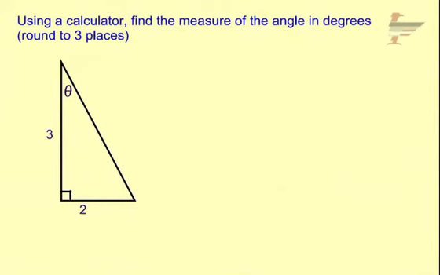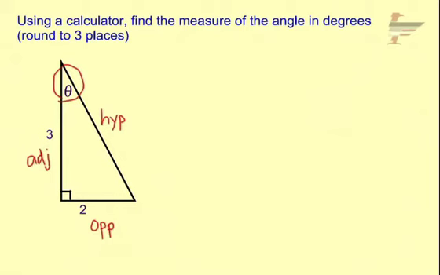Using a calculator, find the measure of the angle in degrees and round to 3 places. So we have a right triangle and we have an angle theta. First thing we want to do is label the sides of our triangle with hypotenuse. Here's the opposite side and the adjacent side.